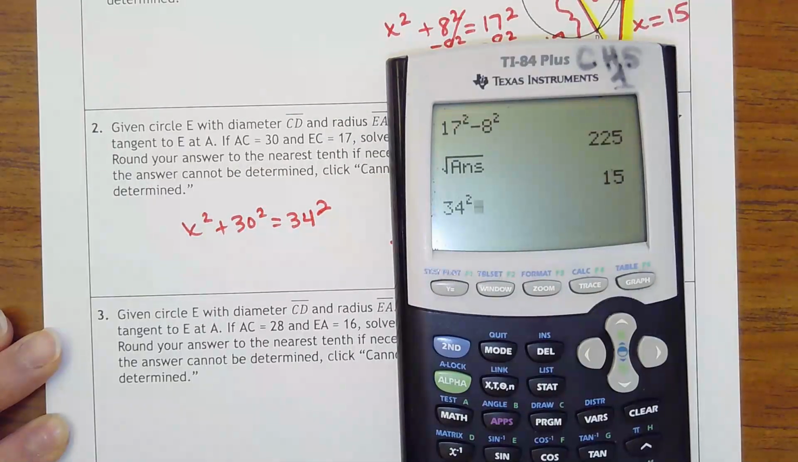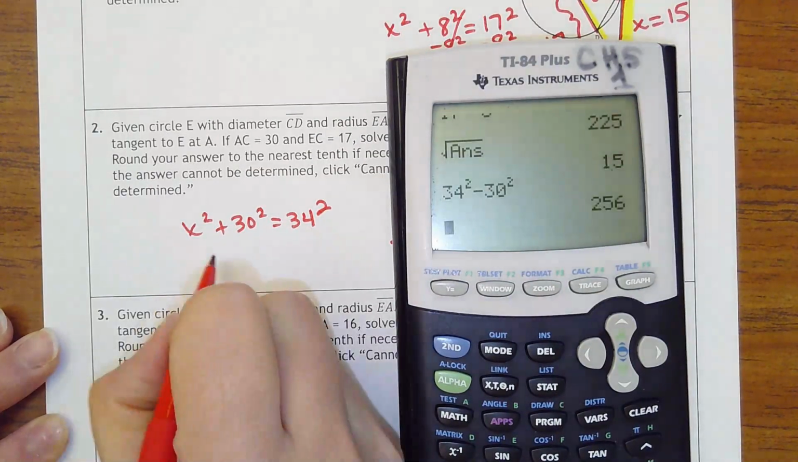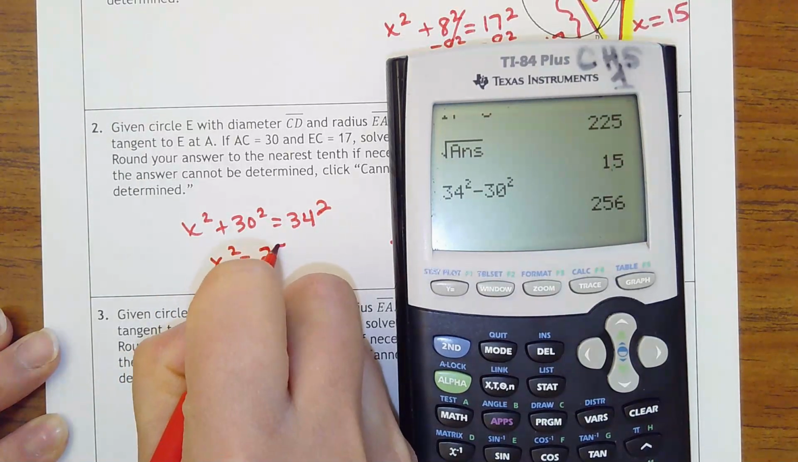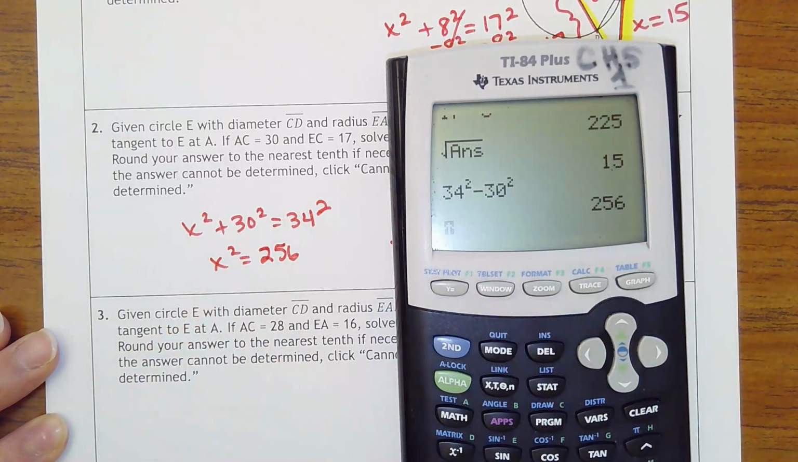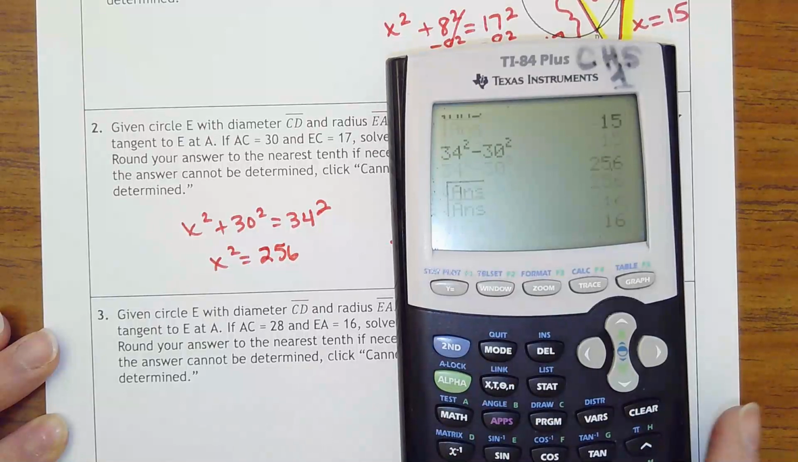34 squared minus 30 squared is 256. The square root of that should be 16.